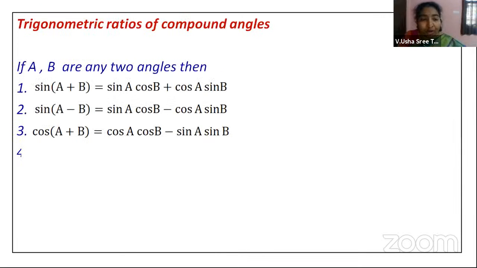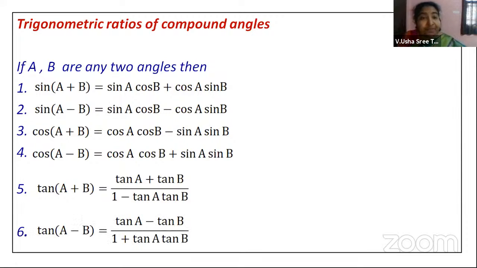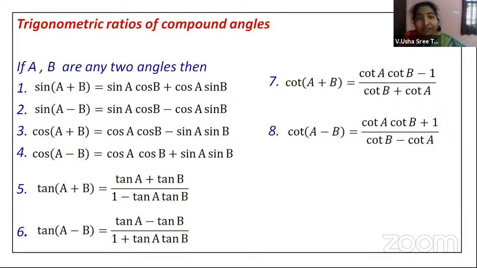The first four, what you are seeing, we have derived. But tan of a plus b, you can calculate by taking sin of a plus b by cos of a plus b. And you can also calculate tan of a minus b by taking sin of a minus b by cos of a minus b. You can try it out. Likewise, cot of a plus b and cot of a minus b also.